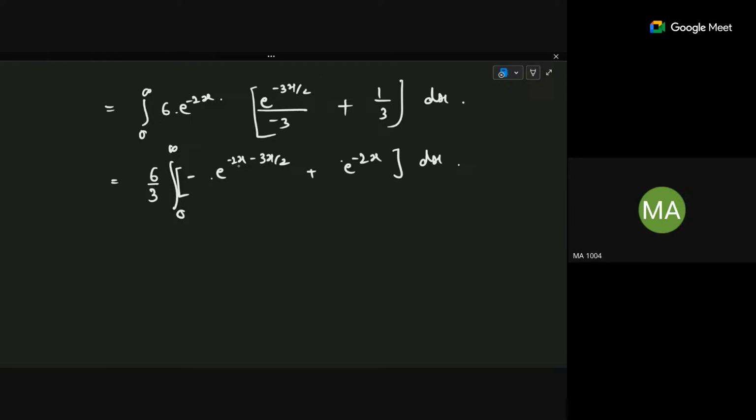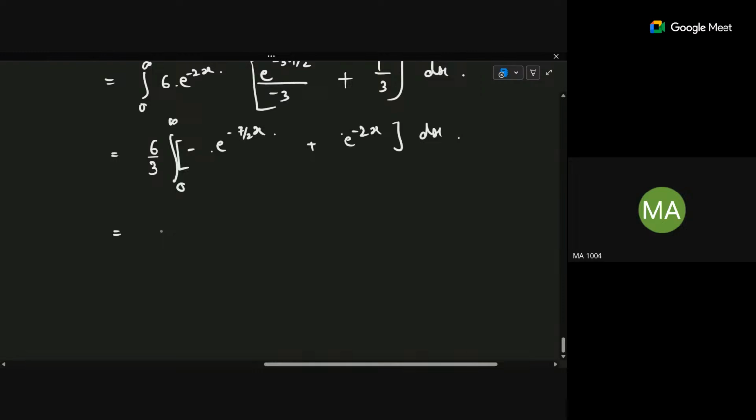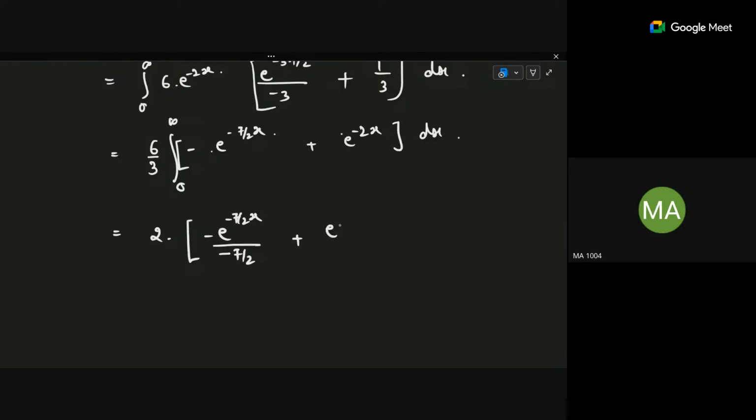So it is 4 plus 3, 7 by 2. Minus 7 by 2x, and this is e power minus 2x. Just integrate it. The integral will be e power minus 7 by 2x divided by minus 7 by 2, plus e to the power minus twice x divided by minus 2, and the limits are 0 to infinity.